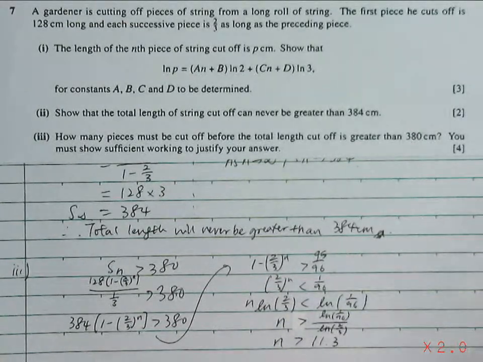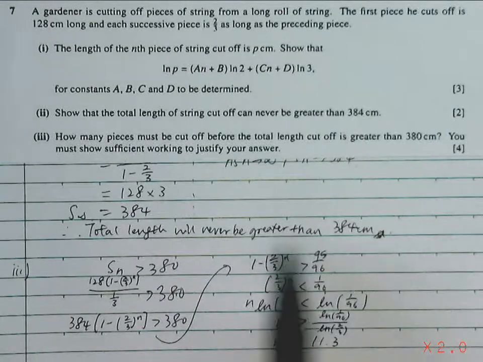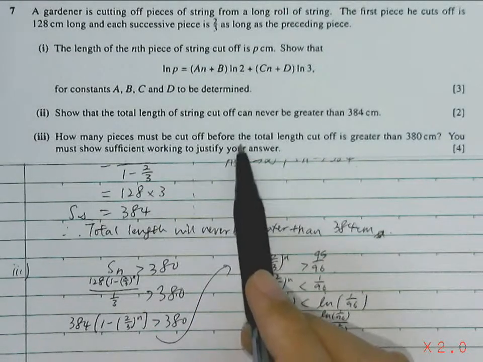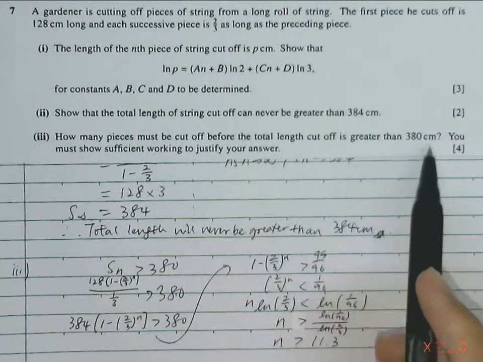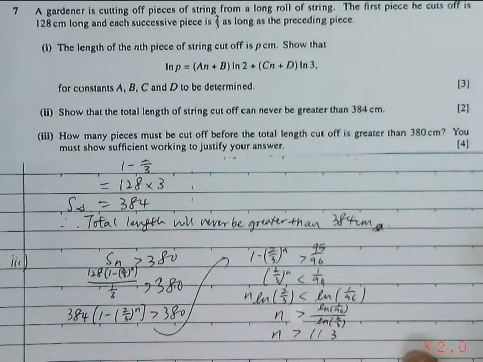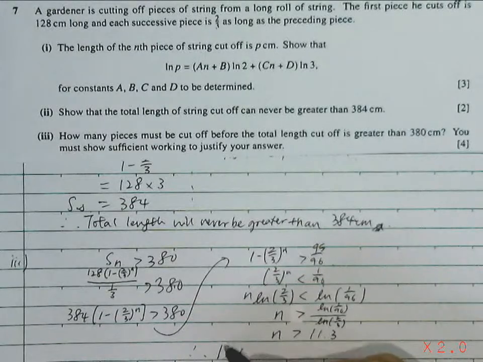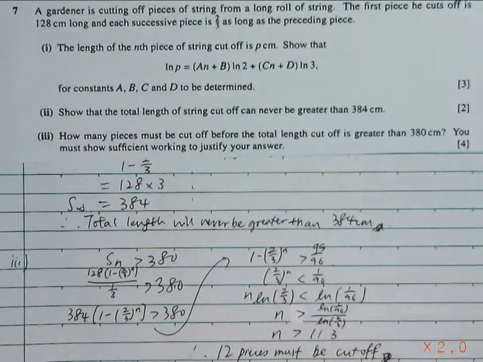11.3. The question asks how many pieces must be cut off before the total length cut off is greater than 380. So from here we have our answer: since n must be greater than 11.3, the next smallest integer will be 12. So 12 pieces must be cut off. That's our answer.